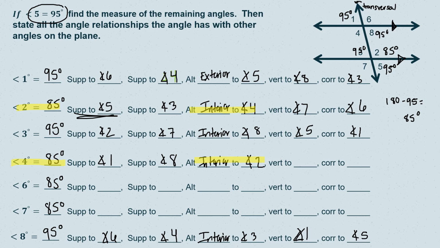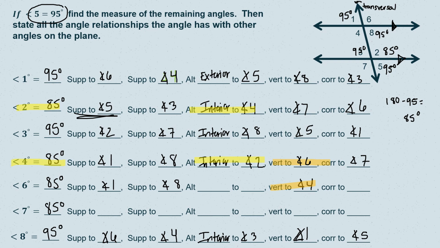Just like with the vertical angles here, we have angle 4 is vertical to angle 6. And angle 6, therefore, would be vertical to angle 4. So those are like matching pairs there. Once you have one, you have the other one. So it's not as much work as you originally think. Angle 4 is corresponding to angle 7, and angle 6 is supplementary to angle 1, and supplementary to angle 8.